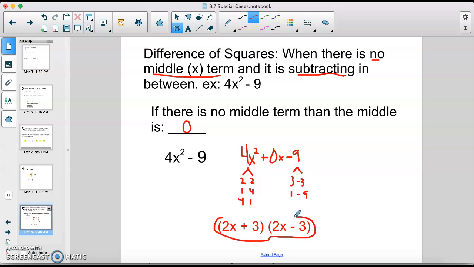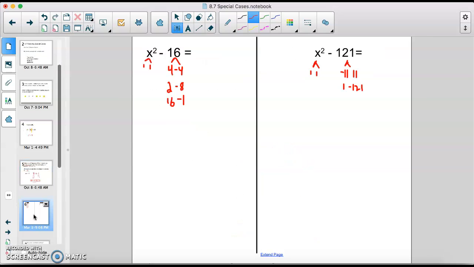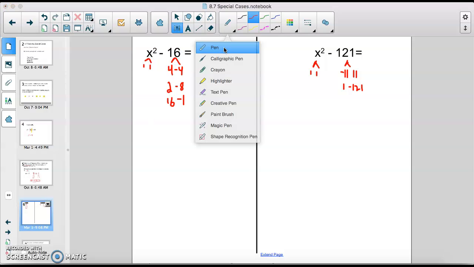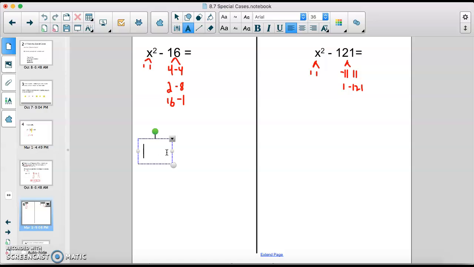Okay, but really you could just go through testing just like we did all last week until you get 0 in the middle. So if I do this one, I kind of already went through and listed out. I'll notice the middle is missing. X squared is just 1 and 1. And then I'm going to try these. And again, I want it to equal 0. So I'd have x plus 4, x minus 4.